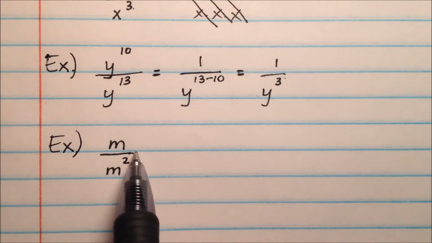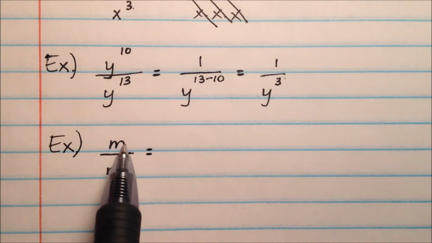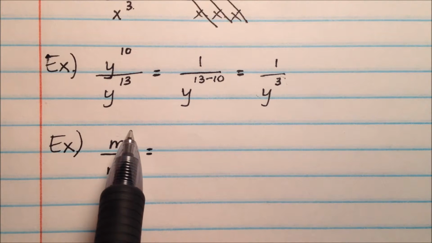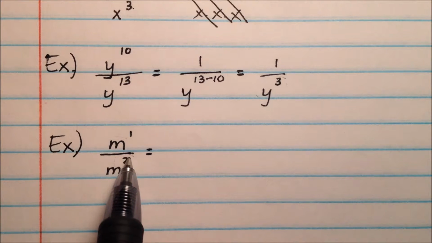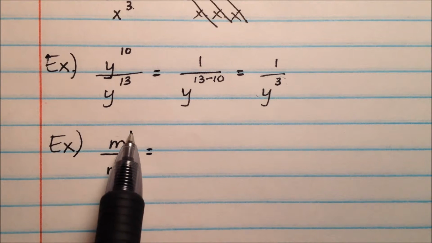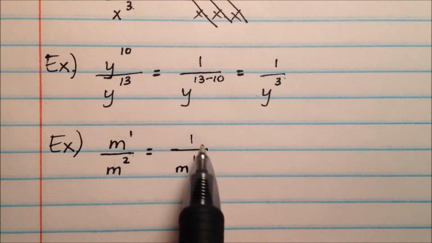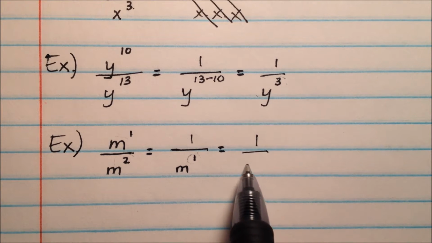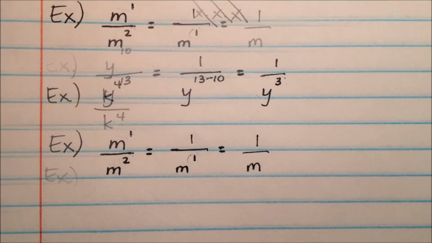So the next example is m divided by m squared. Remember, if my variable doesn't have an exponent, it's understood to be 1. I notice my denominator is bigger than my numerator, so 2 minus 1 will be 1. So my exponent is 1. But if my exponent is just 1, I don't really need to write the exponent. I can just say 1 over m.